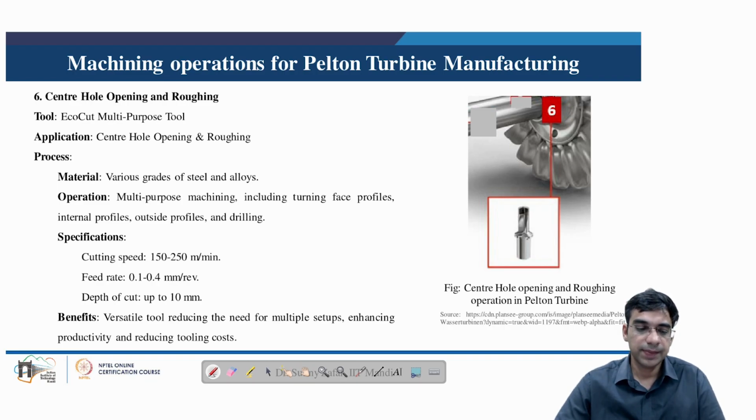Machining process specifications involve cutting speed of 150 to 250 meter per minute, feed rate of 0.1 to 0.4 millimeter per revolution, and depth of cut of up to 10 millimeter is utilized. So benefits involve a versatile tool, reducing the need for multiple setups, enhancing productivity and reduced tooling cost.